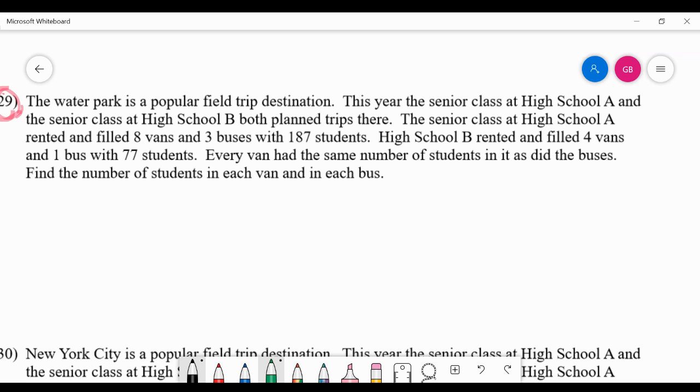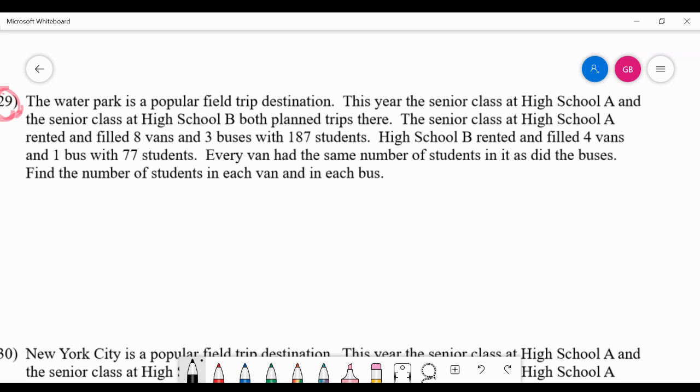The water park is a popular field trip destination. This year, the senior class at High School A and the senior class at High School B both planned trips there. The senior class of High School A rented and filled 8 vans and 3 buses with 187 students. High School B rented and filled 4 vans and 1 bus with 77 students. Every van had the same number of students in it as did the buses. Find the number of students in each van and in each bus.